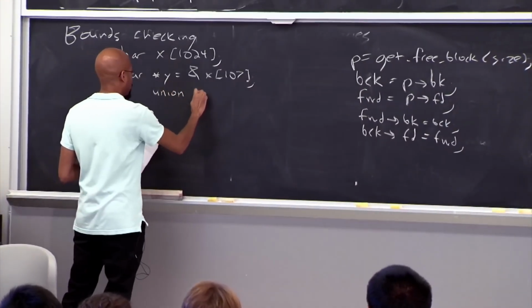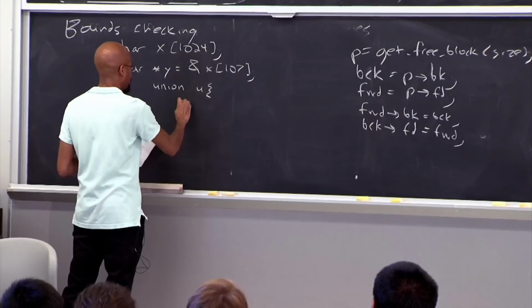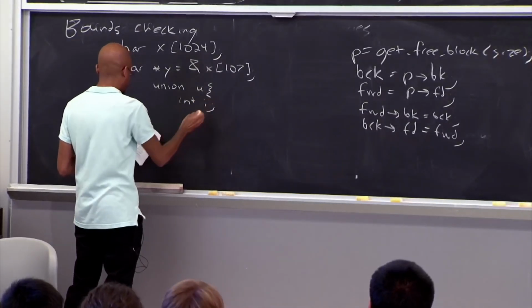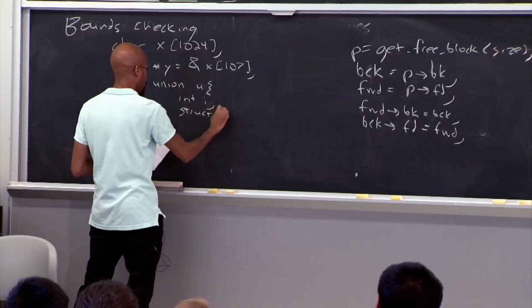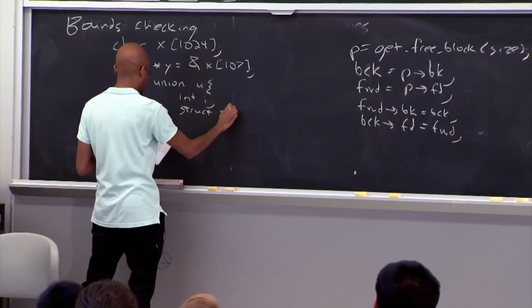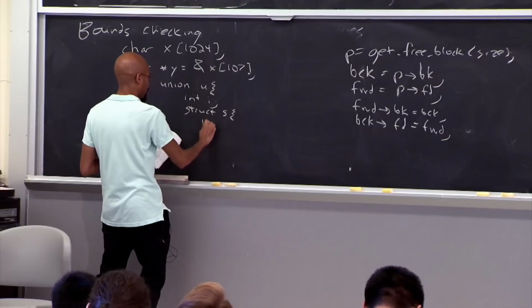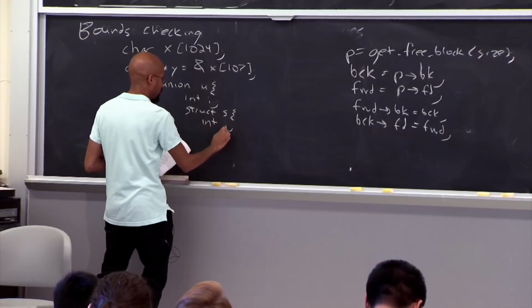So imagine you had a union that looked like this. It's got some integer value in there, and then you've got some struct, and it has two integers inside of it.